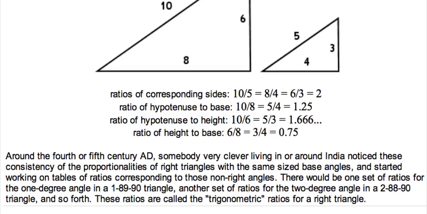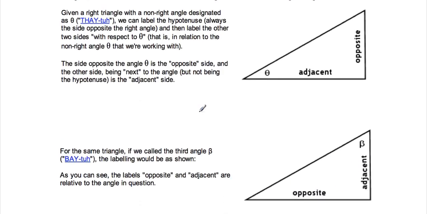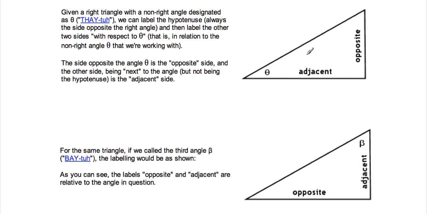To continue on what they did, consider this right triangle right here, with a non-right angle designated as theta. Let's say we name this angle theta. We can label the hypotenuse, always the side opposite the right angle. So if this is our right angle, the side opposite our right angle will always be our hypotenuse, or our C. And label the other two sides with respect to theta.